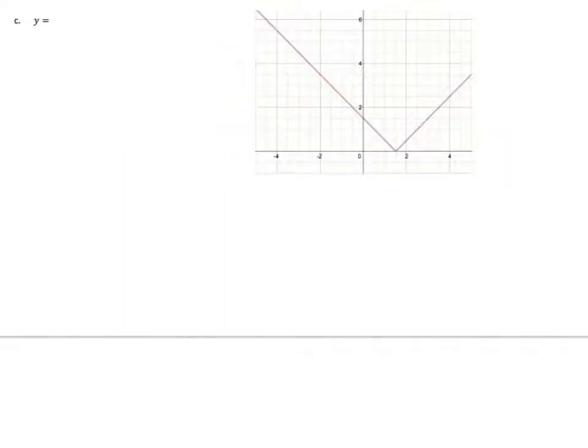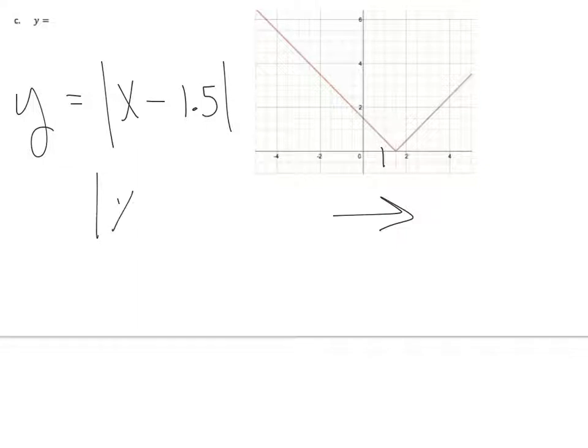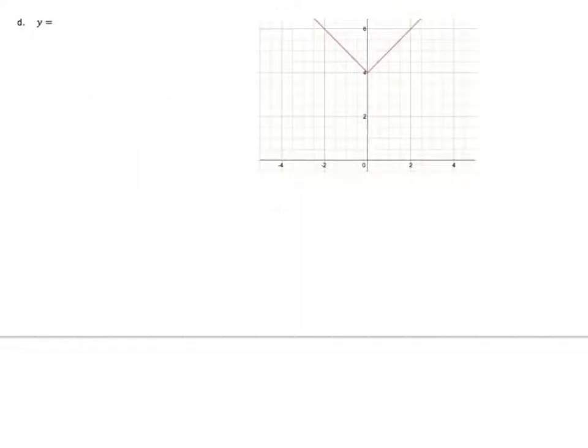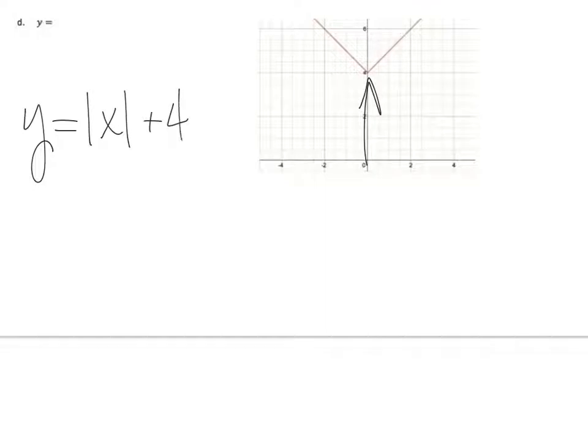Okay, this one does have a slope of 1, so we're not stretching or shrinking. But we did move this direction about 1.5. So all we did is go to the right by 1.5. X minus 1.5, or you could say x minus 3/2. It doesn't matter. They're equal. Okay, this does have a slope of 1 and negative 1, so we haven't stretched or shrunk, but we did go up 4. So that's on the outside of our absolute value sign. Okay, these are all the transformations we learned. They're all jumbled together now, sort of fun.